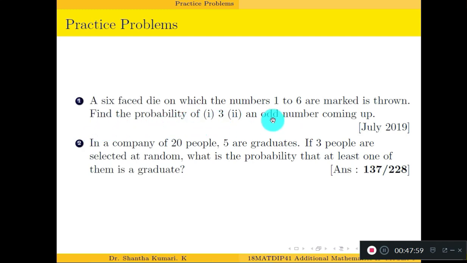Similar problem is worked out. Find the probability of getting an odd number. You can easily answer this. And this type of problem is also worked out. So I have given the same type of questions for your practice.